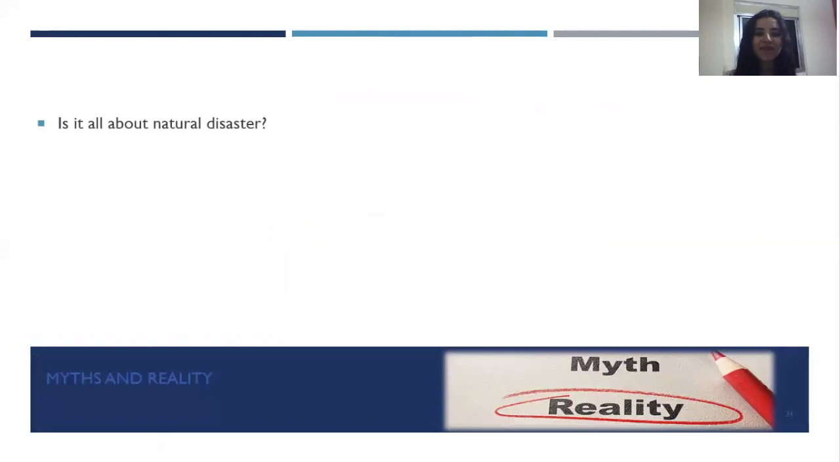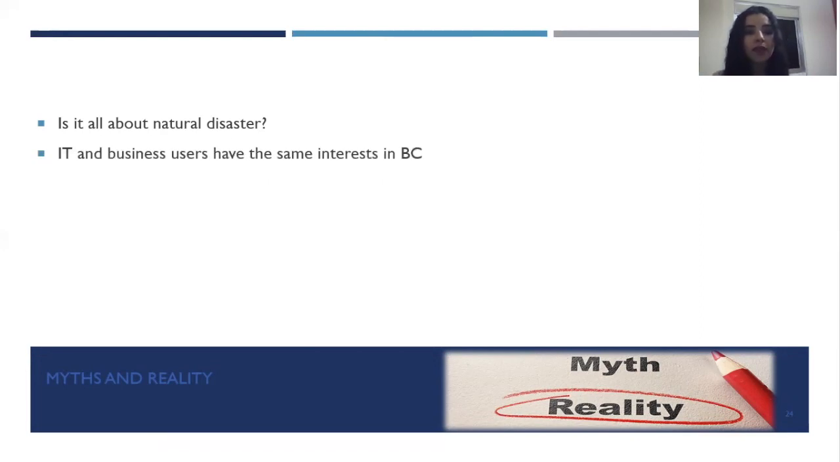So before ending, I would love to ask you a few questions about myths and realities related to the BCMS, business continuity. Is it all about natural disasters? Well, no. Risks and hazards exist everywhere, and this is not only for natural disasters. Number 2, IT and business users have the same interest in the business continuity. Well, for sure. Both work for the same business, for the same goals, so they are both interested in the business continuity. IT is not an independent department in this part.